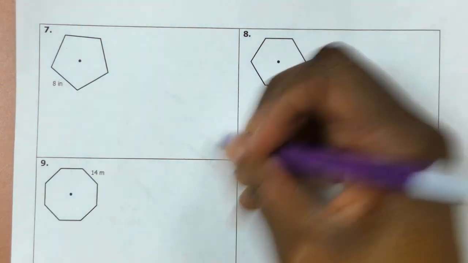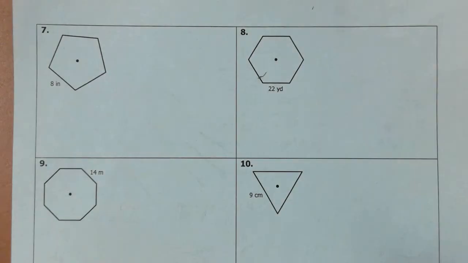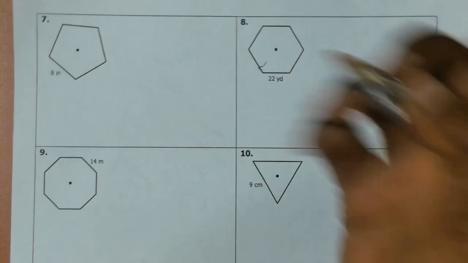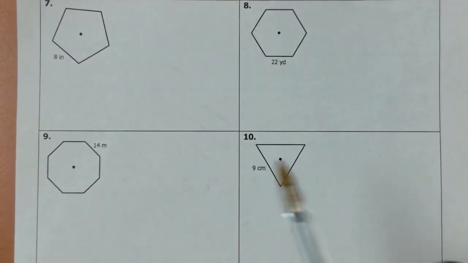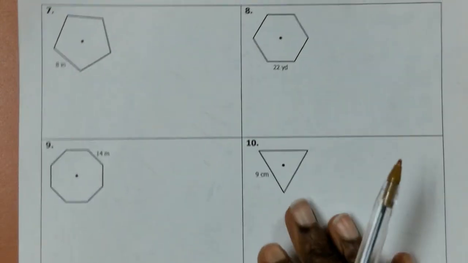So 7 through 10 are all similar. So I'll just do number 9. I'll skip to number 9.